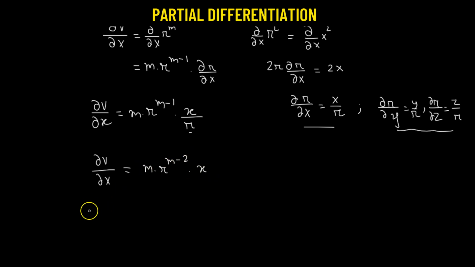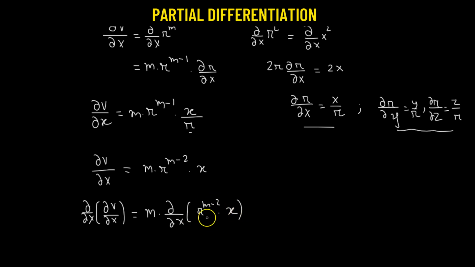Now what we'll do is again take the partial with respect to x on both sides. So we have partial with respect to x of partial of v with respect to x, which will be equal to, the m here is a constant, so we can take m out and multiply it to partial with respect to x of r raised to the power of m minus 2 times x.